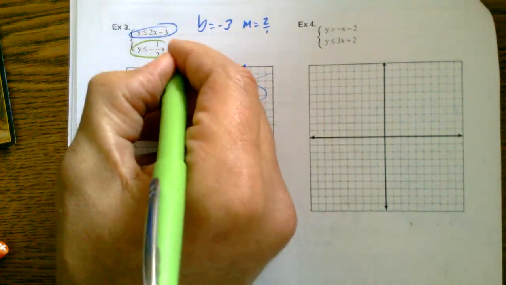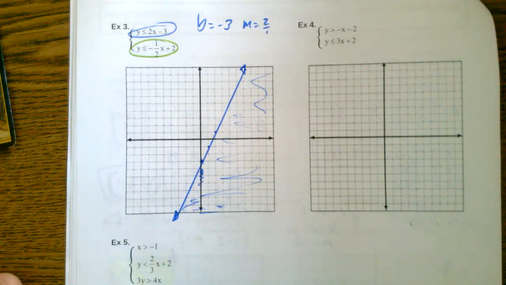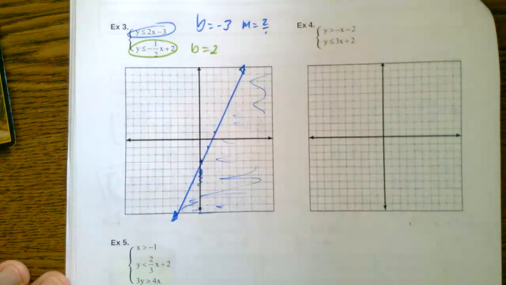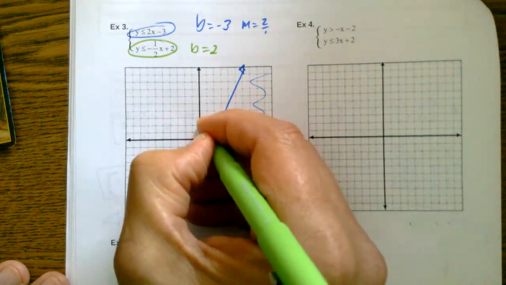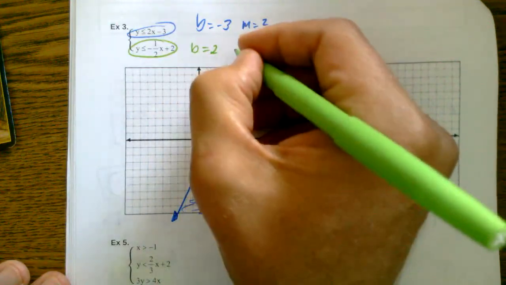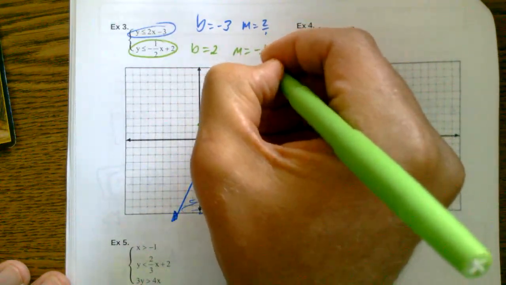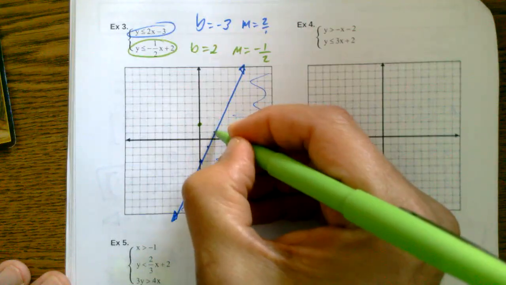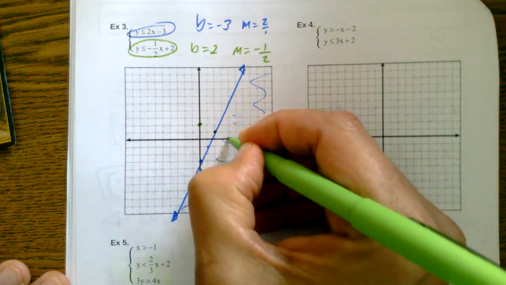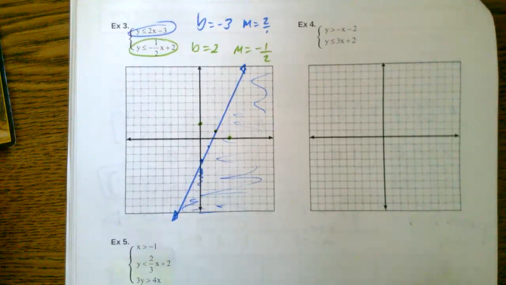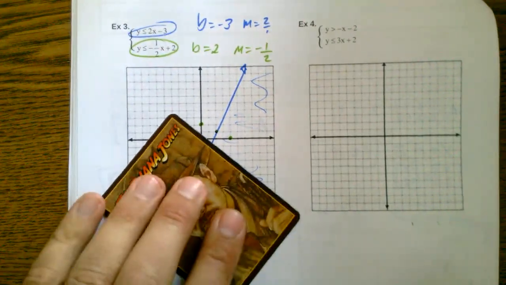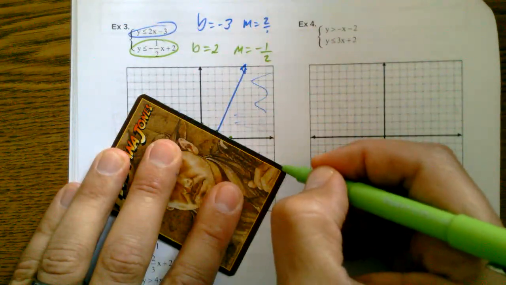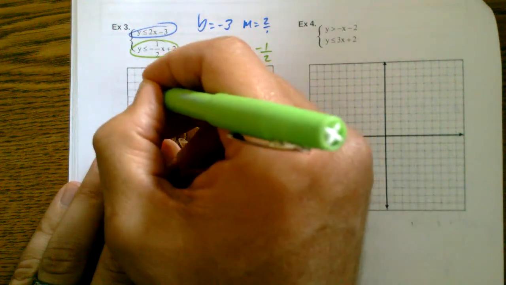Last one we have is y is less than or equal to negative 1/2 x plus 2. B is 2. Go up 1, 2. And I'm doing my slope. This time my slope is negative 1 over 2. Positive goes up, negative goes down over 2. Down 1 over 2. Rise over run. This one is less than or equal to because it's equal to. The bottom bar means this is a solid line going across.